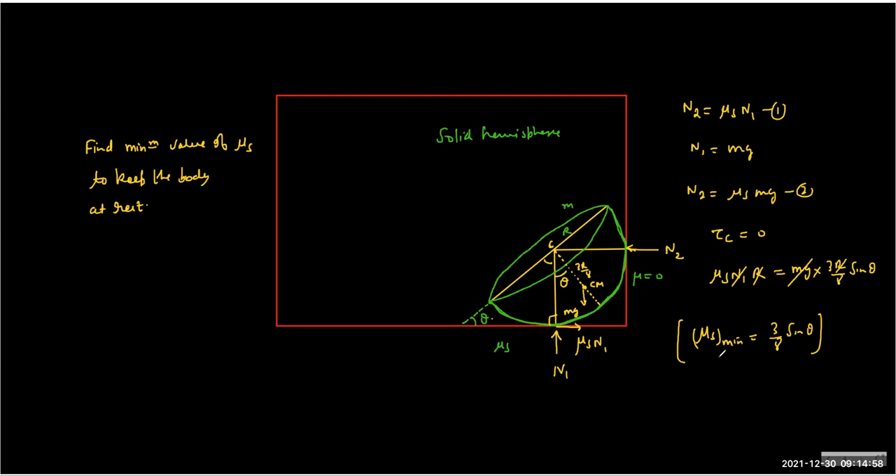In general, if I replace this by a hollow hemisphere or something, the mu s minimum which you will get is ycm upon r into sine theta. You can substitute the formula for any body like this and you will get the answer. This is one of the types of question which is very common, so you need to again remember the center of mass formula and solve the question.